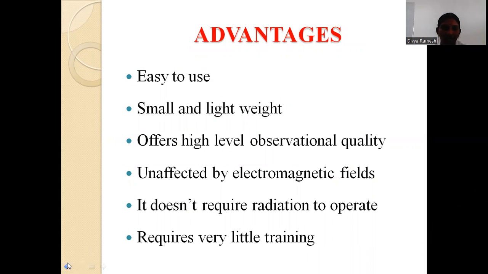So the major advantages of this optical microscope are that it is easy to use. No skilled labor or any training is required to enlarge the image, and it is a small and lightweight device. It offers a high level of observation quality. The quality of image obtained with this optical microscope is very high, and it is not affected by any electromagnetic waves. It doesn't require any radiation to operate, since operation is based on light waves. It requires very little training; no difficult training is required to view the object or detect the object's molecular structures and so on.